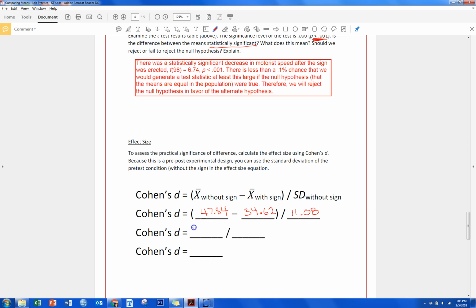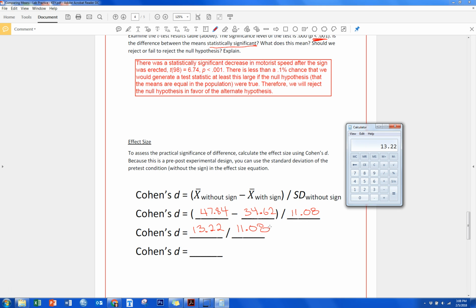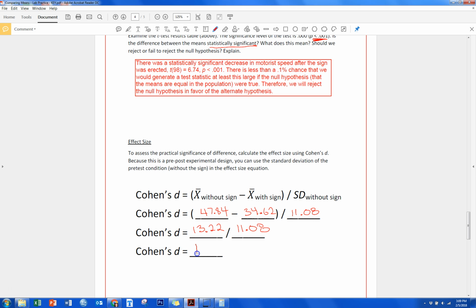It's going to go right here. Okay, so that's the difference. It decreased by 13 miles per hour. We're going to divide that by the standard deviation, 11.08, and this is going to give us the effect size, 13.22 divided by 11.08, 1.19 is our effect size.